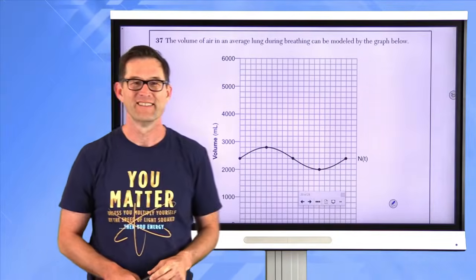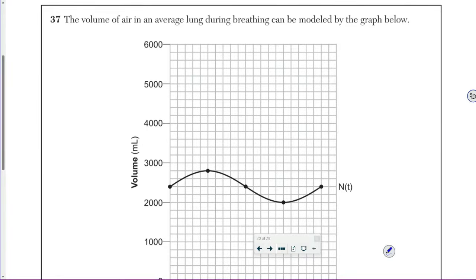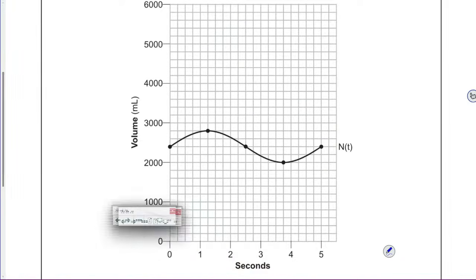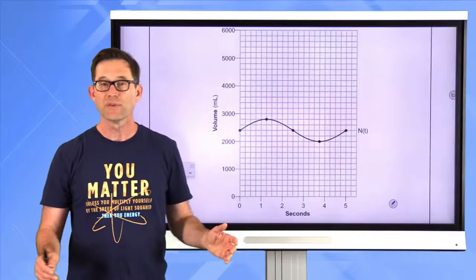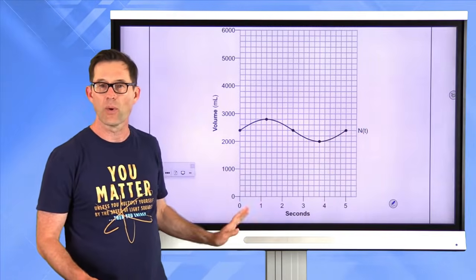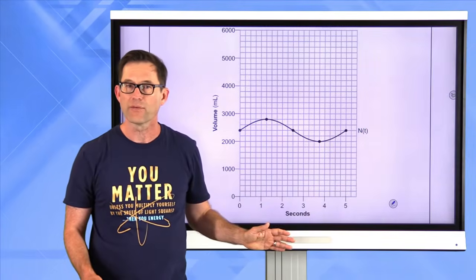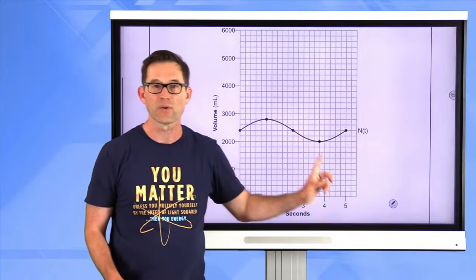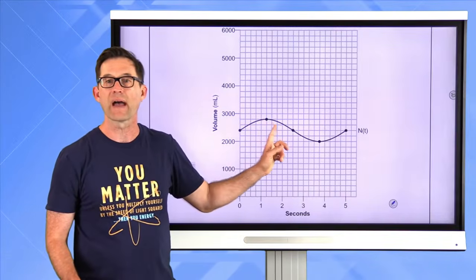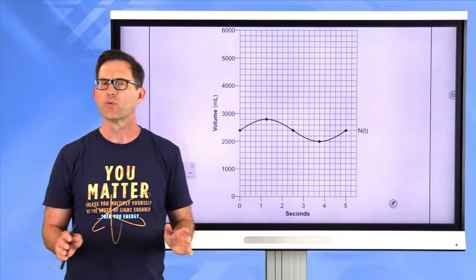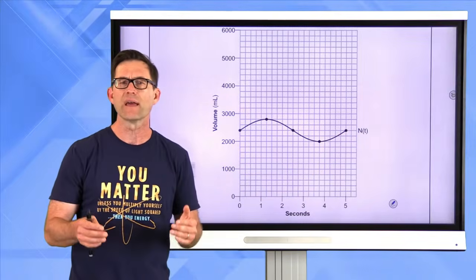Number 37. The volume of air in an average lung during breathing can be modeled by the graph below. All right, and actually let's take a look at this graph. Let me move this out of the way. We can just get it all the way on the board. Okay, so this is kind of cool, right? Clearly a trig graph. We'll get to the actual question in a little bit. We can see that it completes a complete cycle in 5 seconds, right? Starts at its midline, goes to its maximum, back down to its midline, its minimum, back to its midline, all right? One thing that's really important in situations like this, understand your scale, all right?